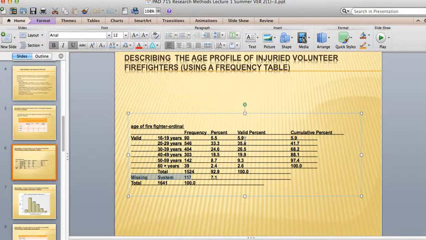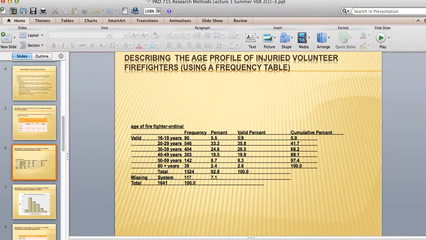So the valid percent column is what you always want to report, because you want to exclude the missing data and only include the information for which you have complete data. And I'll talk more about that on Tuesday night. So don't report the percent. Always look in the valid percent column when you're going to report your trends. Don't worry about cumulative percent.